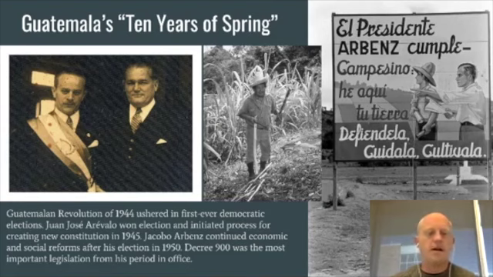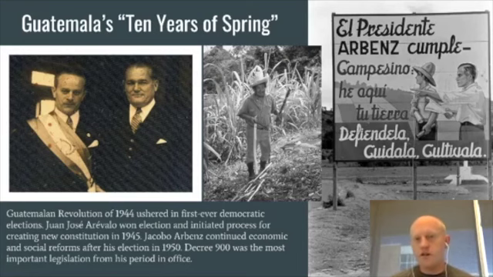His successor was one of the people who was very active in the military during the Guatemalan Revolution. His name was Jacobo Arbenz. He won election in 1950. And so this was the first ever peaceful transition of power in Guatemala as well. And he continued to build on a lot of Arevalo's initiatives.